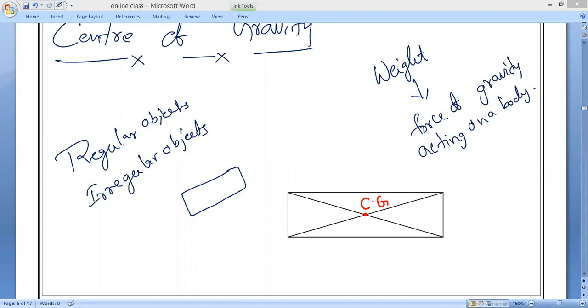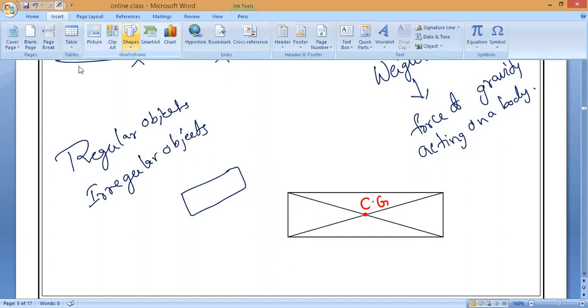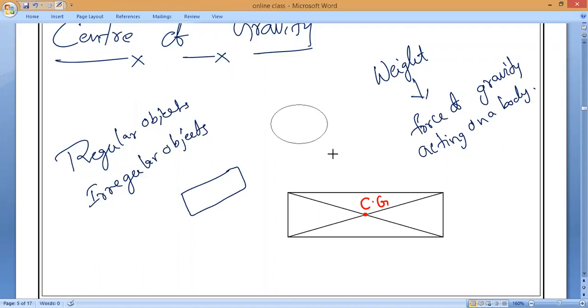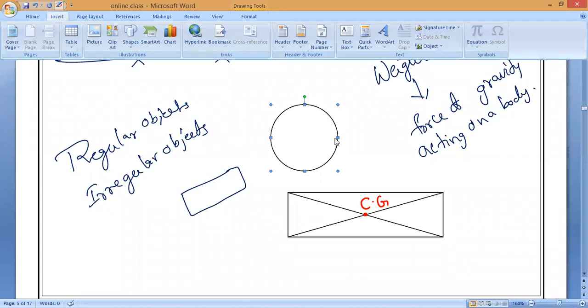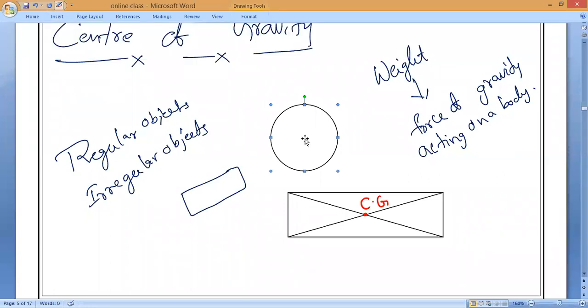If it is a regular body, we can find the center of gravity very easily. For example, if I take a circle, what is the center of gravity? Exactly the middle. Yes or no? So the geometric center is the center of gravity. Will you accept it or not? Yes. If it is a geometric shape, we can find the center of gravity.